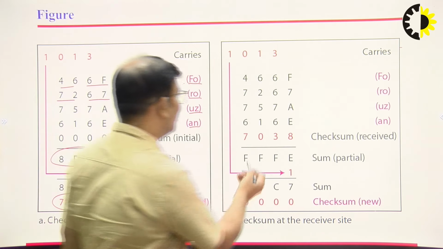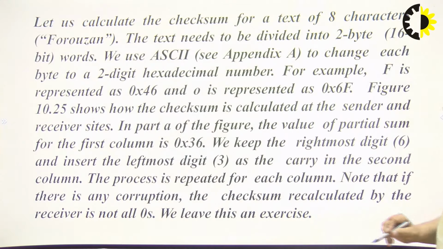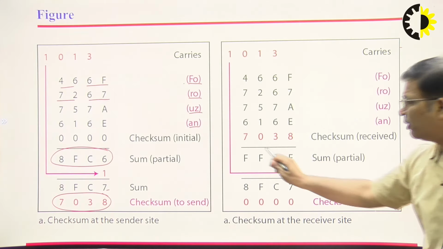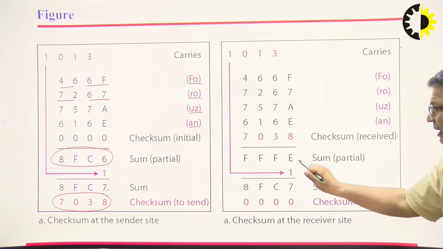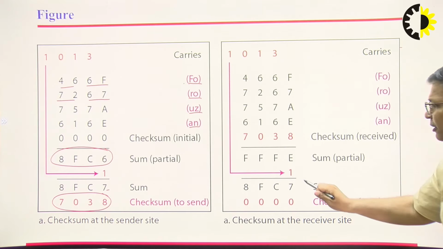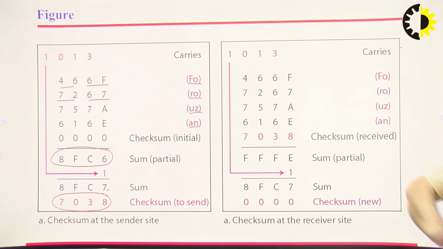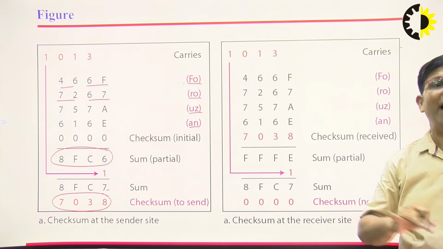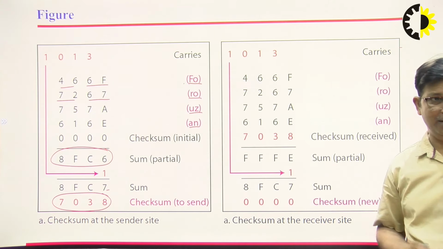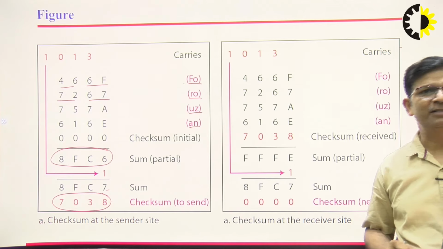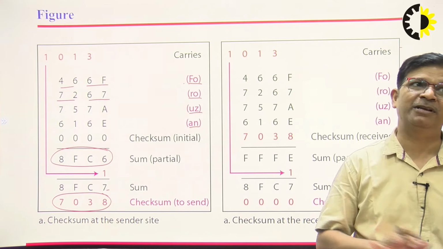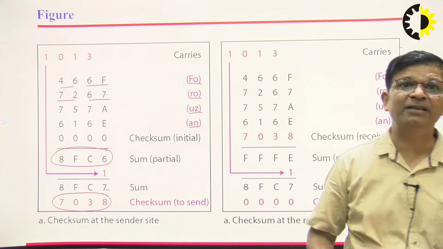So this again has been added in this case. So what do we get? F, E. So the carry has been added to this. So FFF, all F are there. If we get all F, it means everything is correct. So we can say that the checksum is 100% correct. So this is how we can get the checksum.